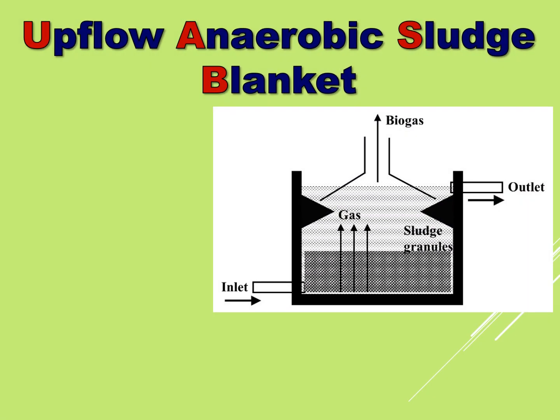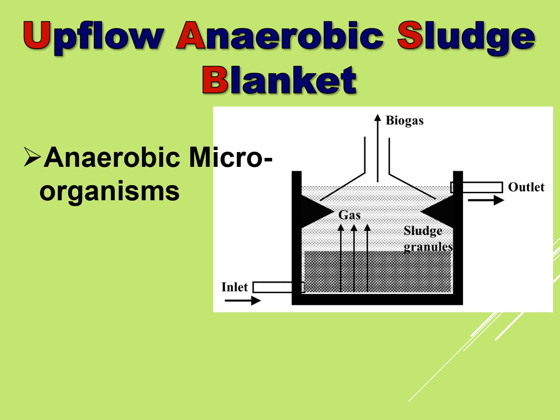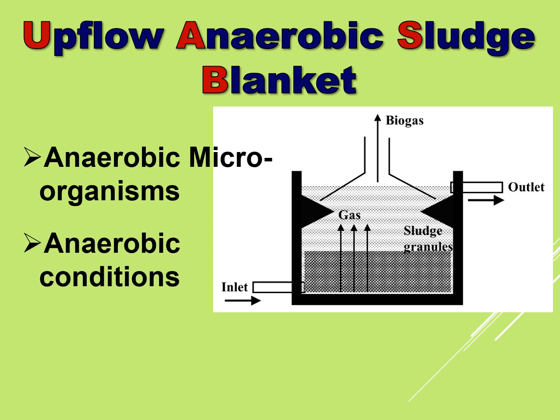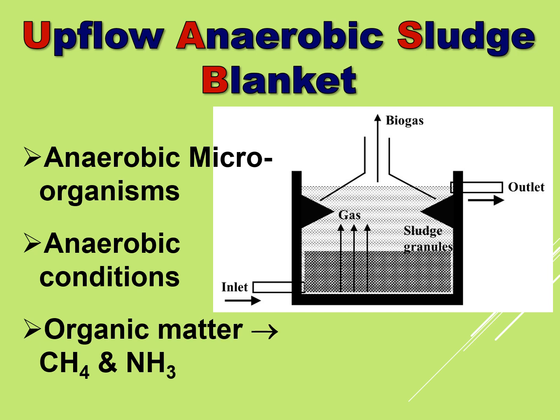Next is UASB process. It's a short form for upflow anaerobic sludge blanket. Okay, upflow anaerobic sludge blanket. Now, here anaerobic microorganisms are used. Under anaerobic conditions, they convert carbon to methane and nitrogen to ammonia. This is the principle. Anaerobic microorganisms under anaerobic conditions convert carbon to methane and nitrogen to ammonia.